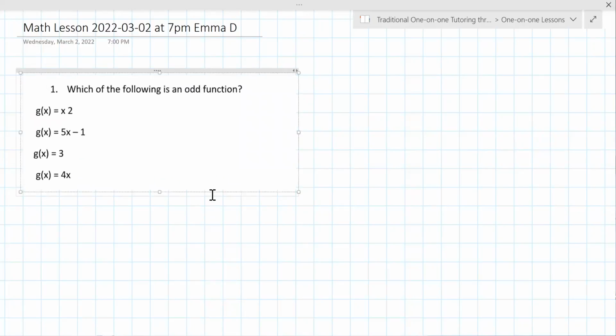It says, which of the following is not a function? I think this first one's probably x squared. Yeah, it's gotta be. I'm sorry. That's okay. A couple of them have, but that's okay.